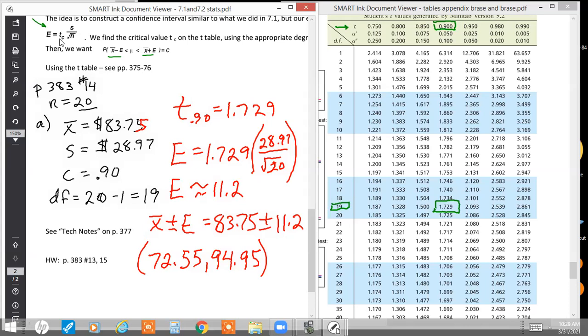My error is t sub c times s over the square root of n. 1.729 times 28.97 over the square root of 20, that's approximately 11.2. So X bar plus and minus the amount of error, 83.75 plus and minus 11.2, is 72.55 as a lower bound, 94.95 for the upper bound. So we can be 90% confident based on this sample that the population mean price is between $72.55 and $94.95. Thank you for your patience.